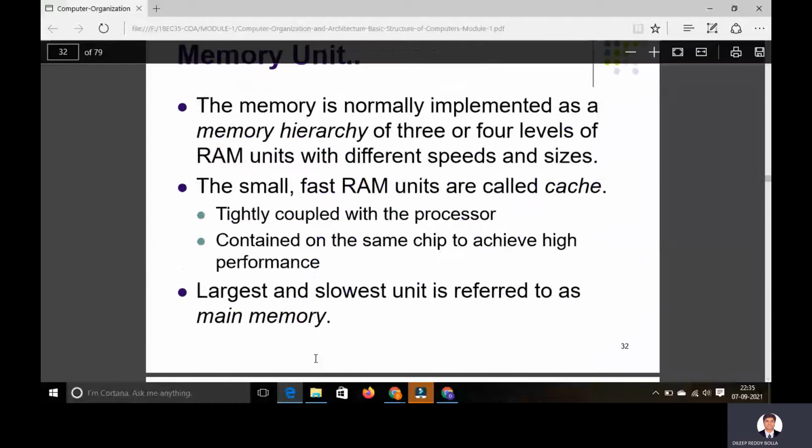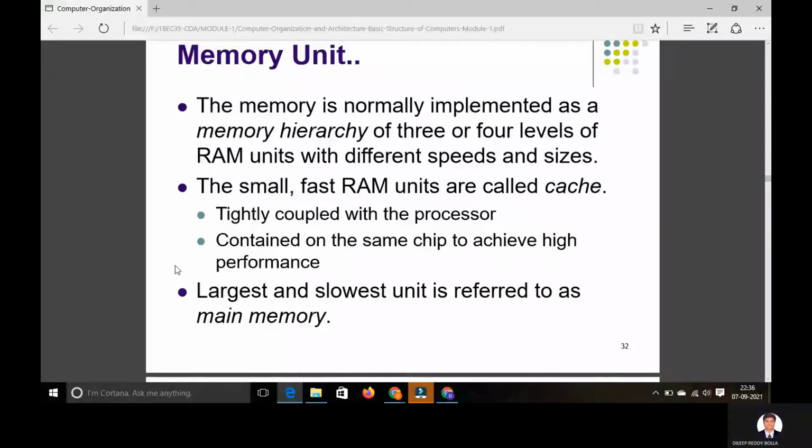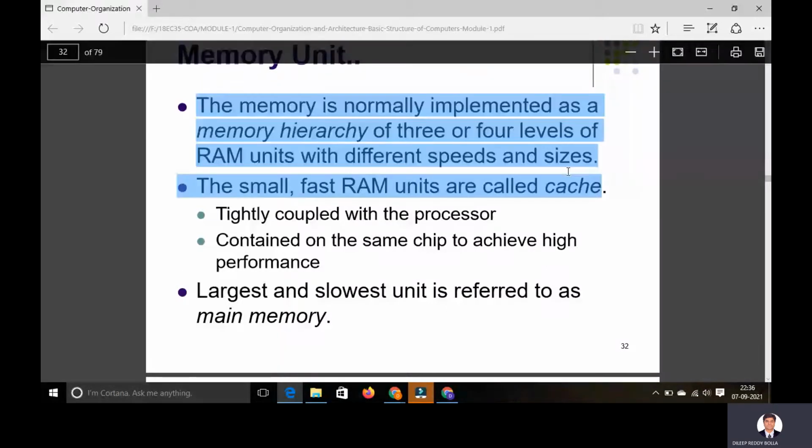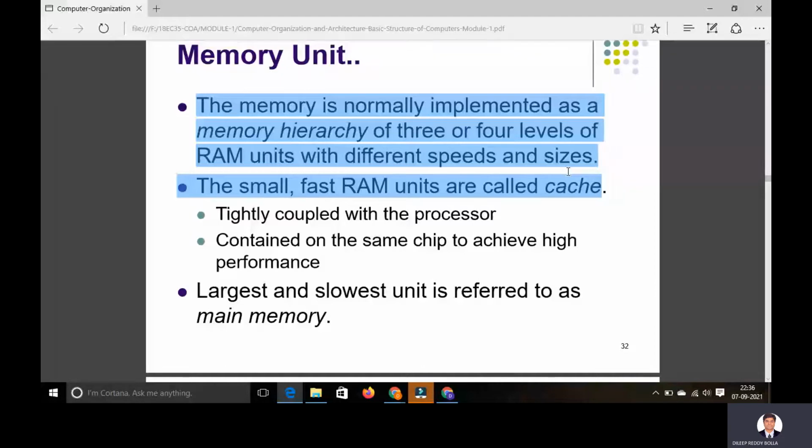Usually this memory is implemented as a memory hierarchy. Memory hierarchy means we can have around 3 to 4 levels of RAM units with different speeds and sizes. The size will vary, and subsequently the speed will also vary. The small and fast RAM units are called cache. If it is smaller and faster, that corresponding RAM unit is called cache, and that corresponding memory is called cache memory.